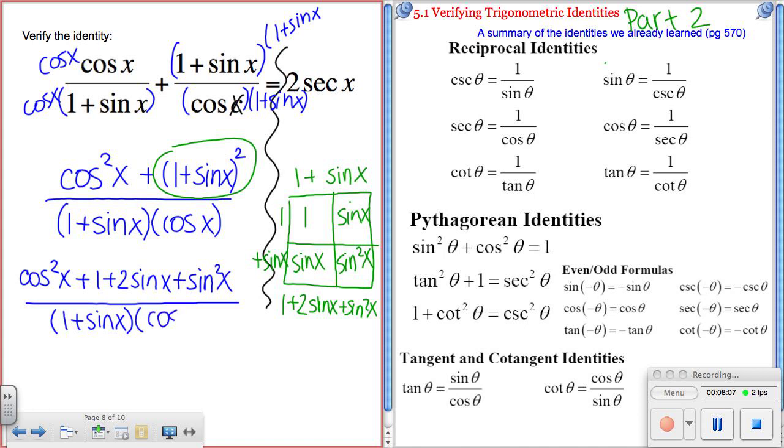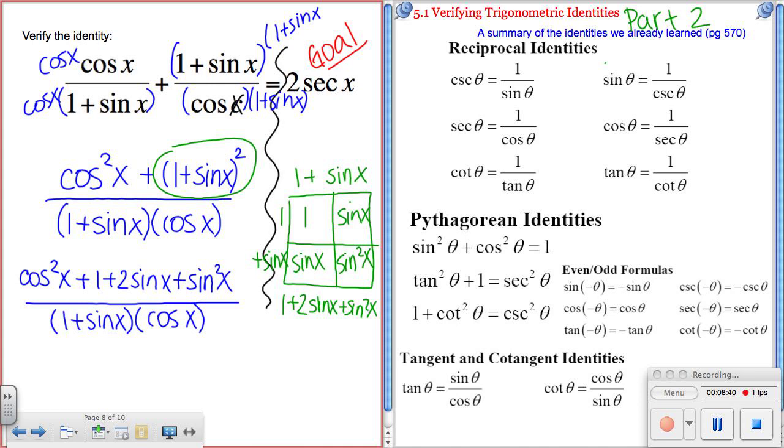Now, somebody's probably wondering, why am I not going to multiply that together? Let's think back to our goal for a second. Our goal is secant. Secant is 1 over cosine. I have a cosine in the bottom right now, so I'm pretty close. I'm thinking I need to somehow get rid of this 1 plus sine x. If I can get rid of that 1 plus sine x, I'm that much closer to secant.